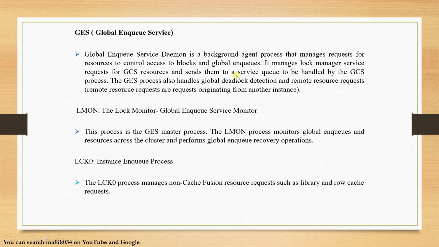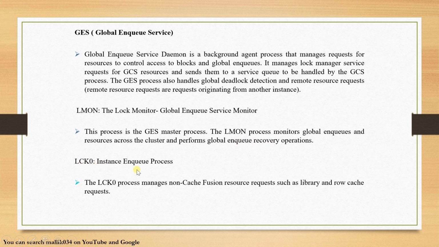It manages the lock manager service requests for GCS resources and sends them to the service queue to be handled by the GCS process. This GCS process also handles global deadlock detection and remote resource requests. Just for understanding, this is nothing but the normal locks in our traditional database. And then LMON is the lock monitor, global enqueue service monitor. This process is the GES master process. The LMON process monitors the global enqueues and resources across the cluster and performs the global enqueue recovery operations.